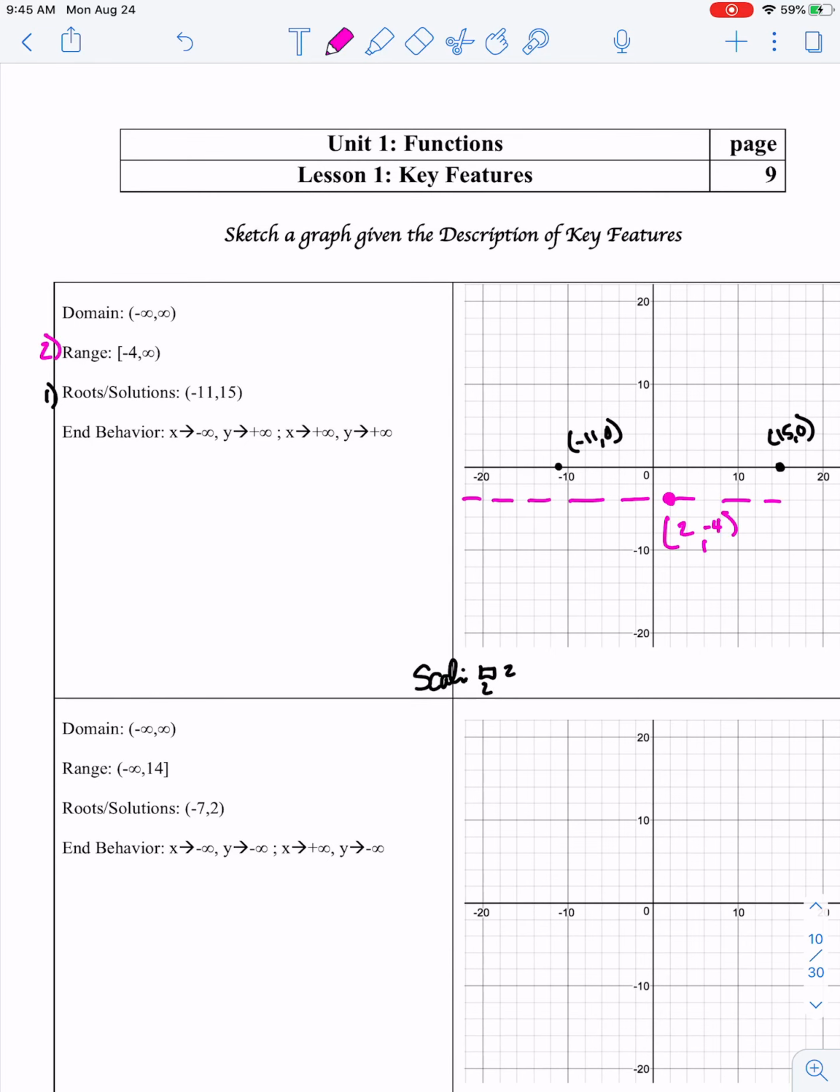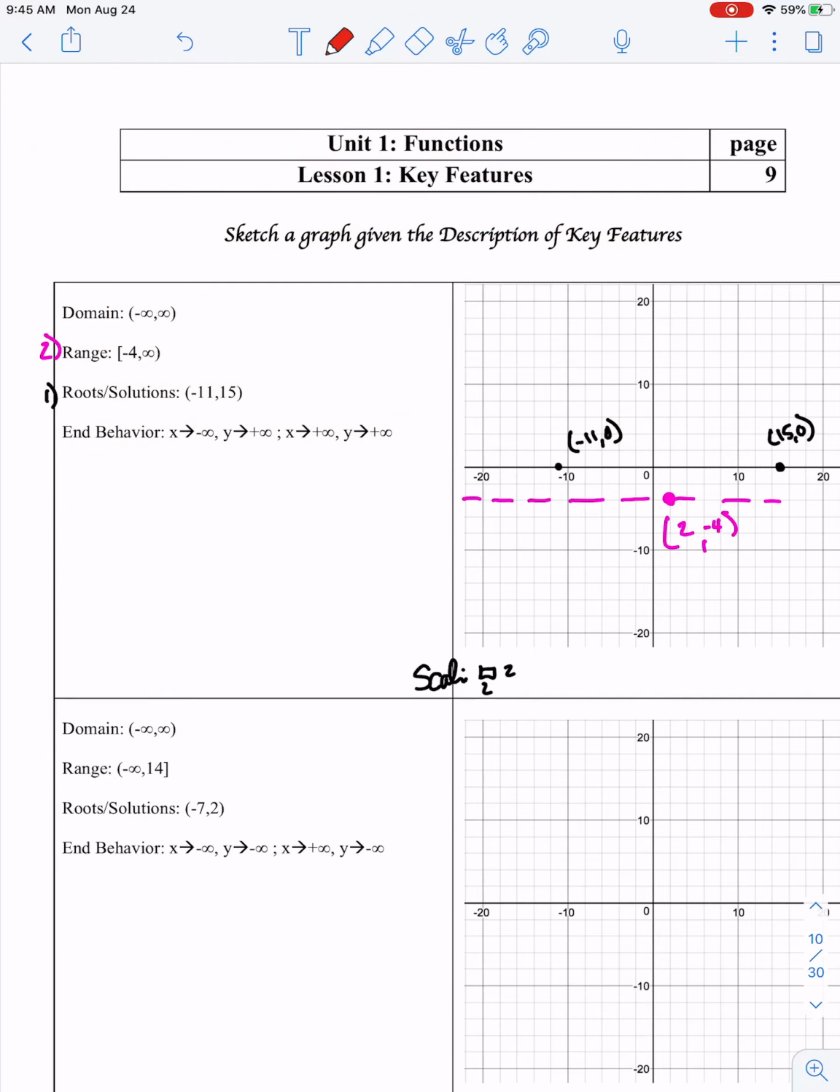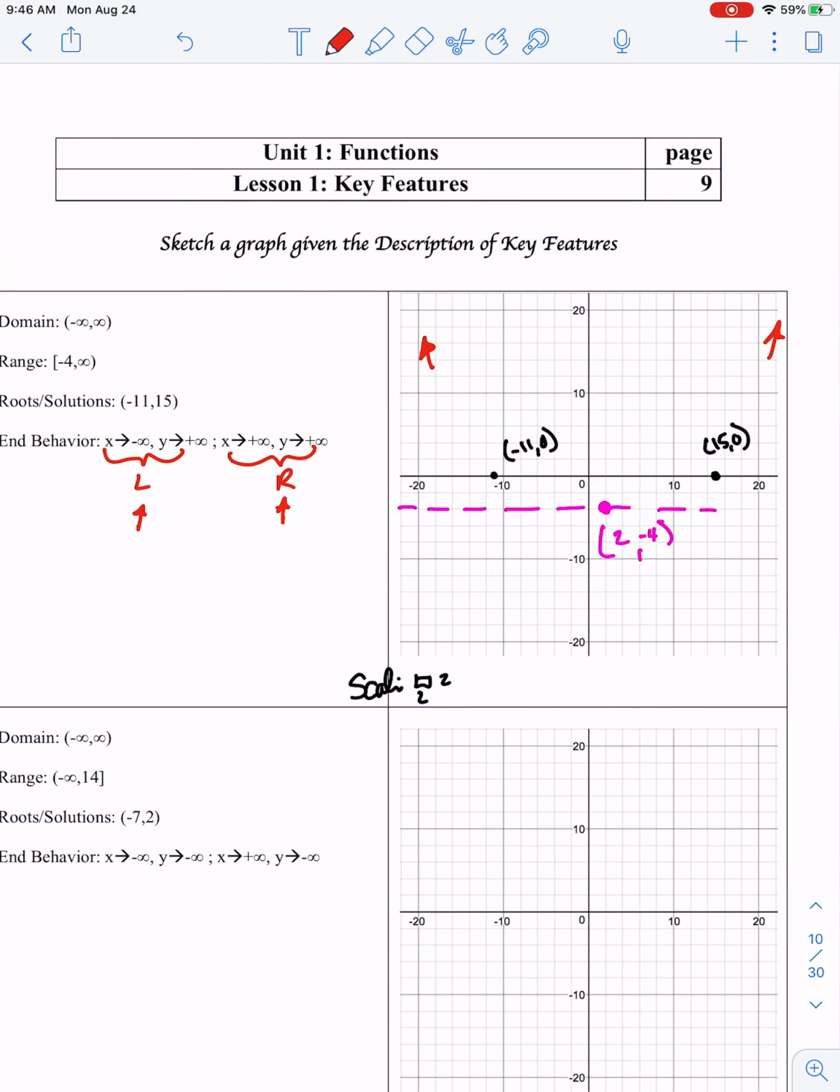after I do my range, I then like to go into my end behavior. So left and then right. As x goes to -infinity, y goes to +infinity. What this tells me is that the leftmost piece of my graph is pointing up. As x goes to +infinity, y goes to +infinity. This tells me that I must have an arrow pointing up to the left of my solution for the leftmost piece of my graph, and then on the right side of my right solution, it must also point up.